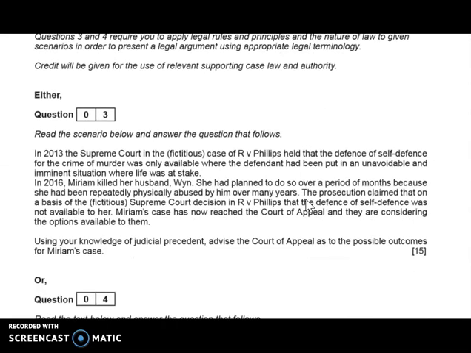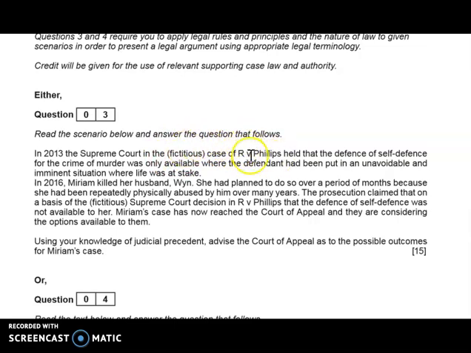So if I scroll down here, you can see question number 3 on this paper was a question about judicial precedent. And you have to read the scenario and answer this question, and it's for 15 marks. And it's telling you that in 2013, the Supreme Court, in a fictitious case, so that's just telling you that this case, they've just made it up for the exam.